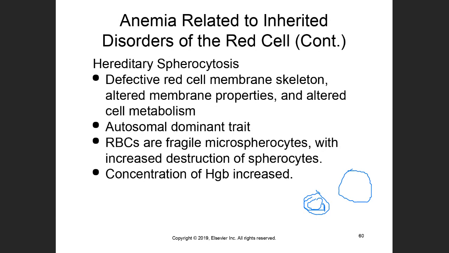Okay, it's an autosomal dominant trait. RBCs are fragile, with microspherocytes. Actually, there is one test, osmotic fragility. You put the cell in a solution, the cell explodes, and if the cell explodes, that means the test is positive. You have spherocytosis.